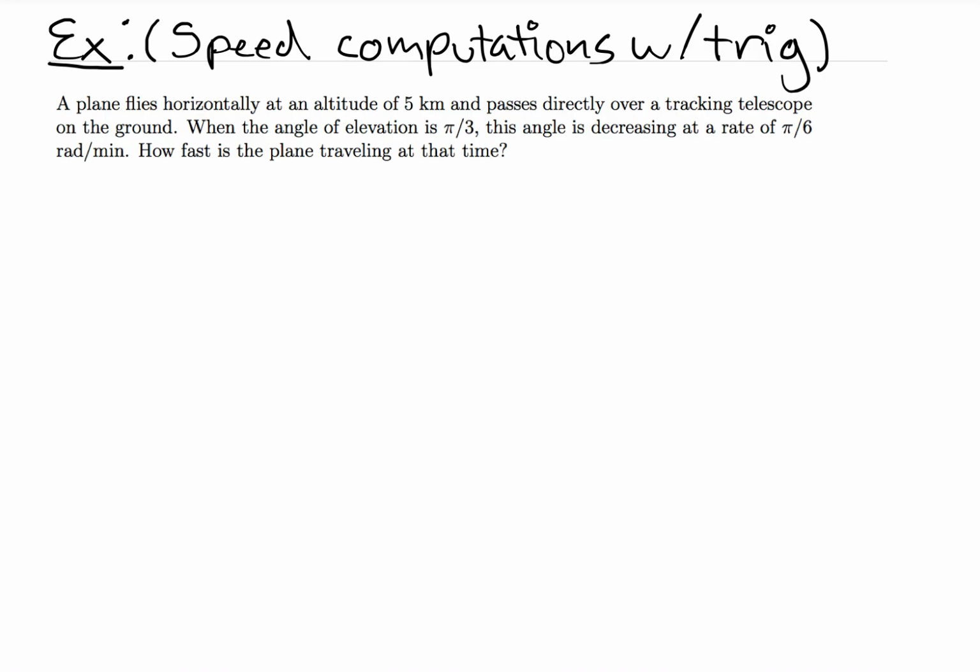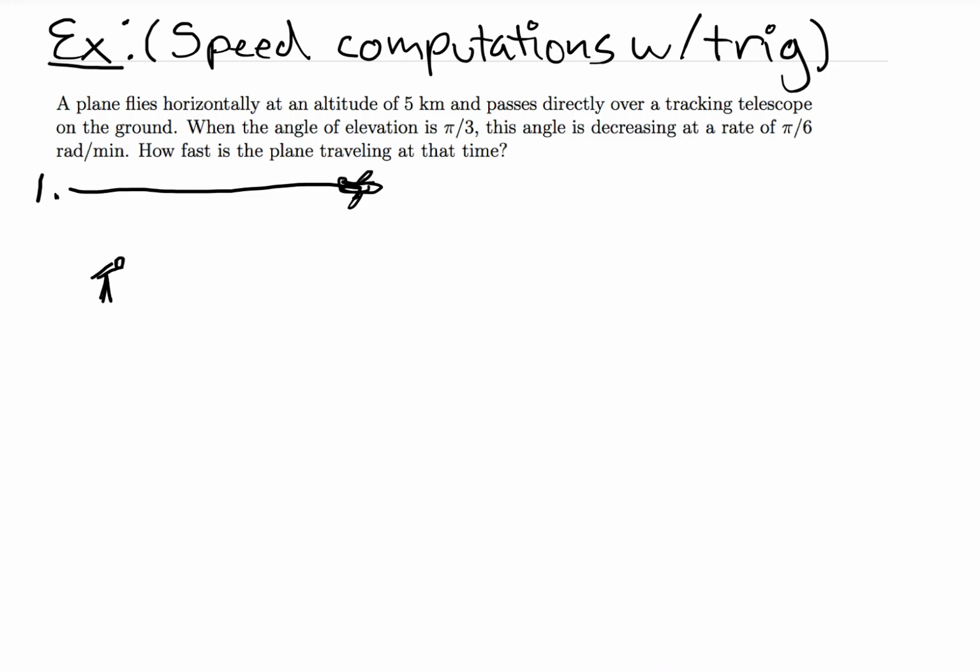So, again, I'll start with a picture. We always start with a picture. I have some sort of tracking telescope on the ground here, so I'll put this little guy on a tripod. And what happens is I have a plane that flies horizontally, just straight over this guy here. So let's have this little doodle be my plane, when the angle of elevation is pi over 3.